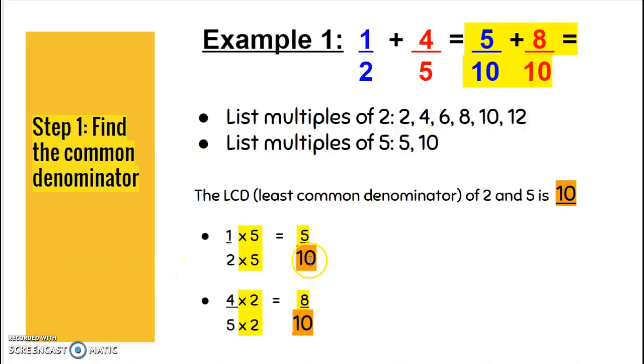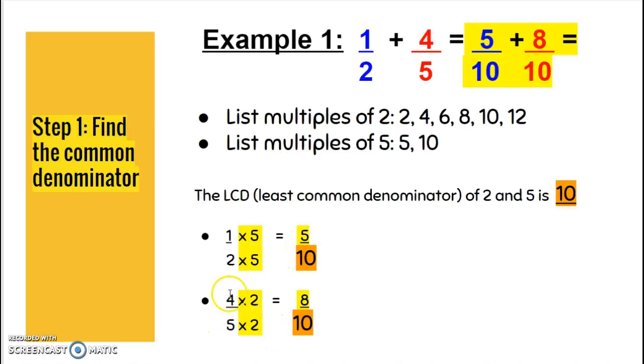So in order to do that, remember you have to think about what number times 2 will equal 10. And so here 2 times 5 equals 10. What I do to the denominator, I have to do to the numerator to keep it equivalent. So I also multiply the numerator by 5. 1 times 5 is 5. So 1/2 written with a denominator of 10 is 5/10.